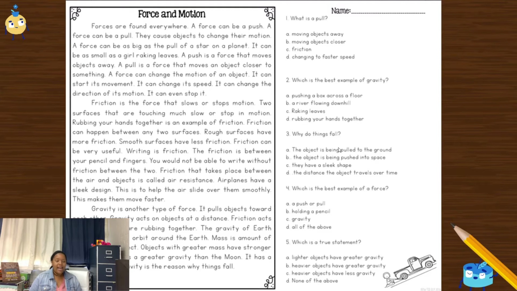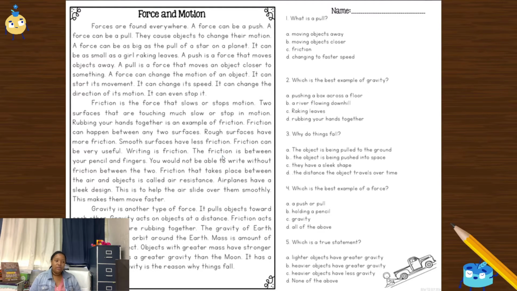Number 1 asks us, what is a pull? A, moving objects away. B, moving objects closer. C, friction. Or D, changing to faster speed. I'm going to go with B, because if we look in paragraph 1, it tells us right there, a pull is a force that moves objects closer to something. So that is choice B.